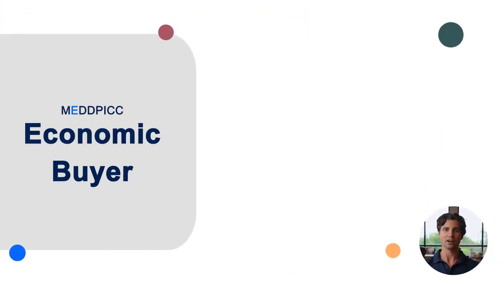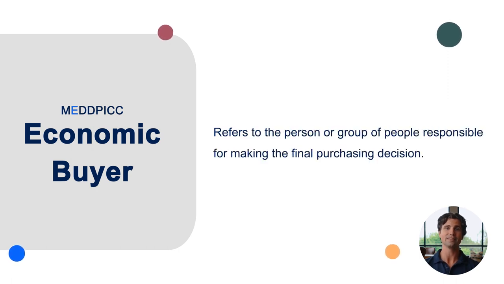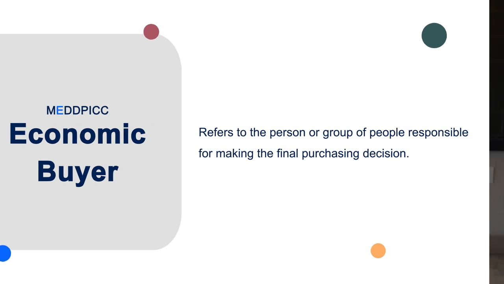Economic buyer. The second component of MEDDPIC is economic buyer, which refers to the person or group of people responsible for making the final purchasing decision. Sales reps need to understand who the economic buyer is and what their priorities are to ensure that they're engaging with the right people. Understanding the economic buyer also allows sales reps to tailor their messaging to the specific needs and priorities of the decision makers.